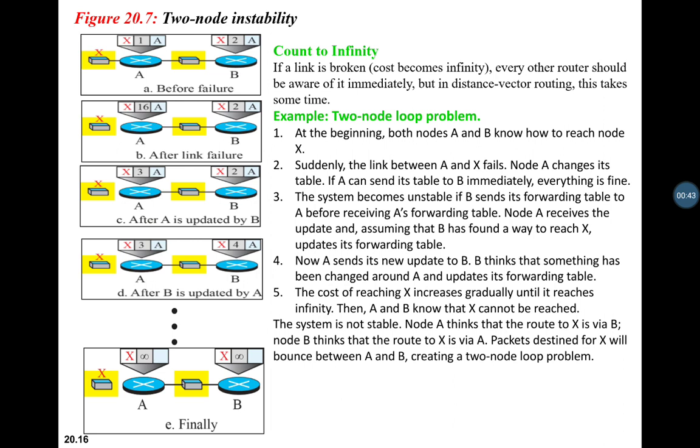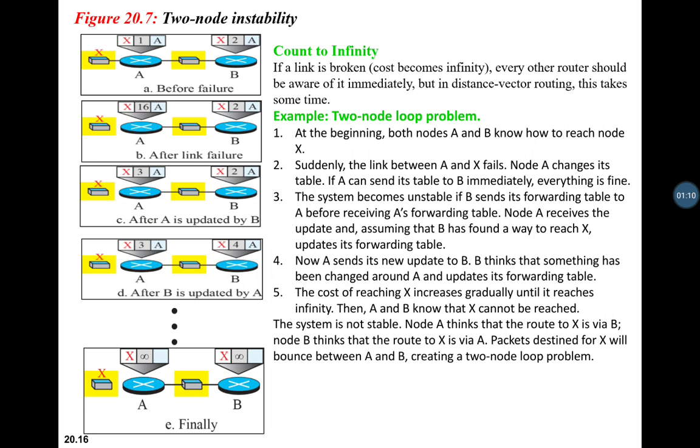An increase in cost is bad, and it is propagated slowly. For example, an increase in the cost means the cost becomes infinity, which happens if the link is broken. Then the other routers are made aware of this only after some duration of time, and it takes several updates before the cost is recorded as infinity by all the routers. That is the count to infinity problem.